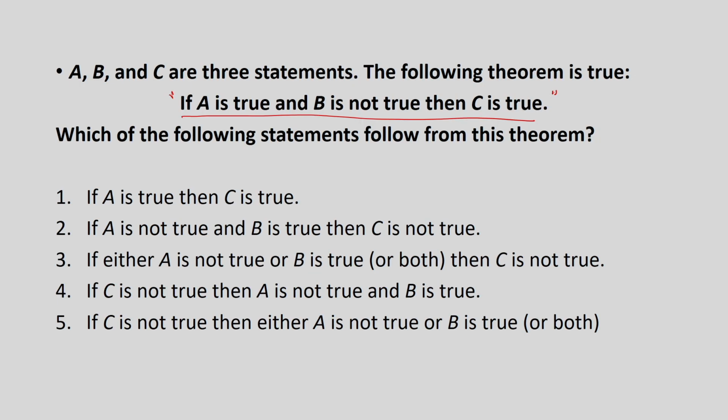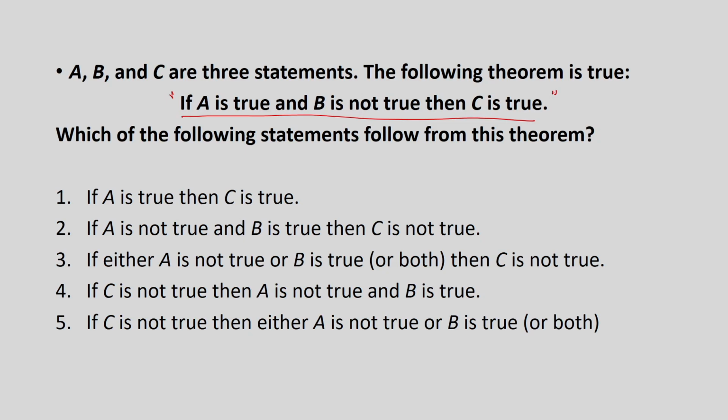Which of the following statements follow from this theorem? So, that is the question, and there are 5 options which are given to us. We have to find out which of them actually follow from this theorem. Number 1, if A is true, then C is true. Number 2, if A is not true and B is true, then C is not true.